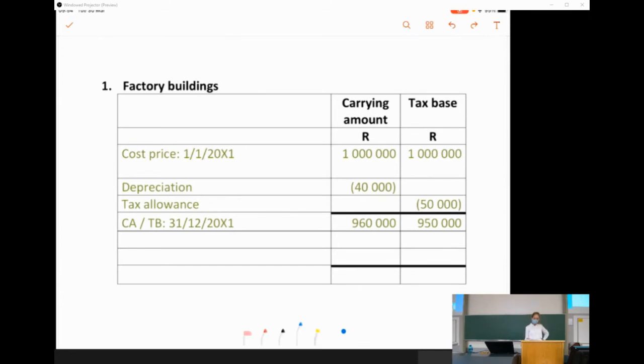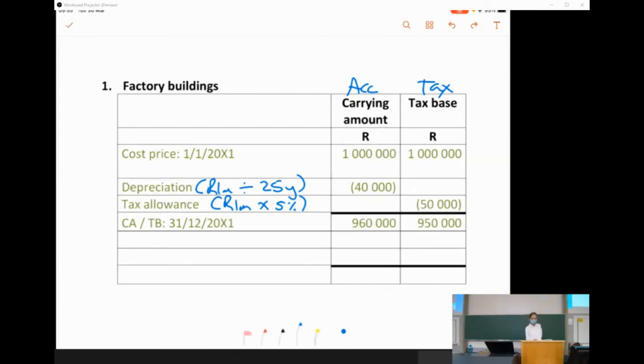Then we calculate our depreciation, so that will be the 1 million rand divided by 25 years, giving us our depreciation for the year of 40,000. And then the tax allowance is the 1 million rand multiplied by 5%. So that's the tax allowance. I'm calculating my accounting and my tax at the end of the year.